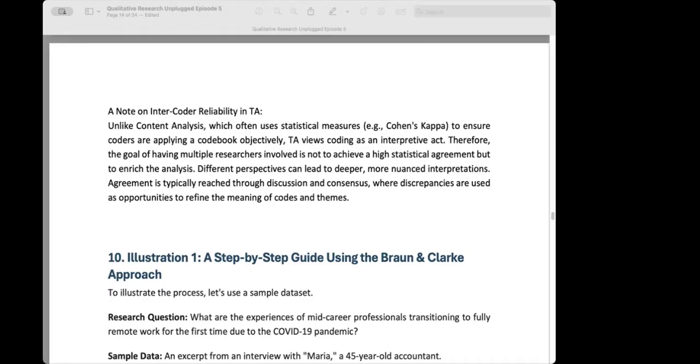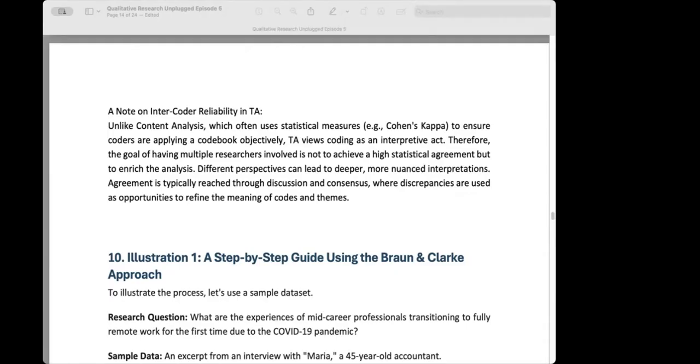Exactly. Therefore, the primary goal of having multiple researchers involved in a TA project isn't necessarily to achieve a high statistical agreement score on every single code applied. In fact, striving for perfect, statistically measured agreement can sometimes stifle deeper analysis, potentially forcing disparate or nuanced ideas into overly simplistic boxes just to achieve consensus, or overlooking subtle interpretations. So what is the value of multiple researchers in TA then?